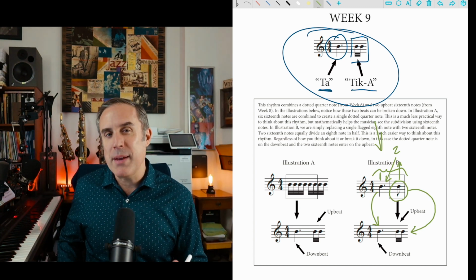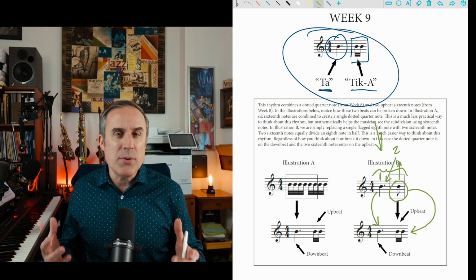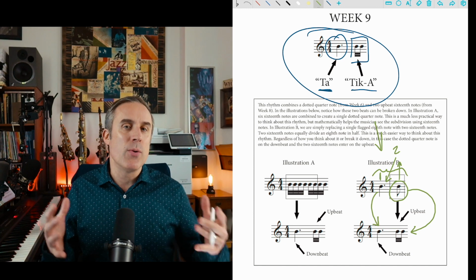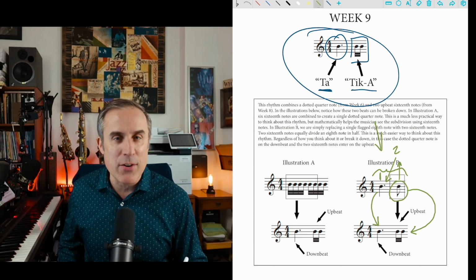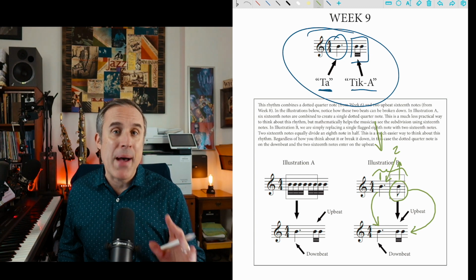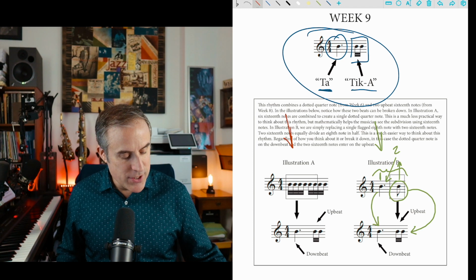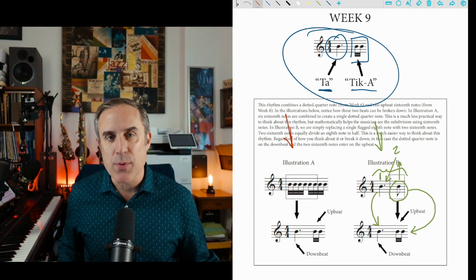Okay, so I hope that makes sense, and I hope you can see why I started with illustration B. It just makes the most sense in relation to a previous rhythm that we've already learned back in week 6. Illustration A talks a little bit more about the math behind this motif, so let's talk about that right now. Illustration A really just talks about the math behind this rhythmic motif.